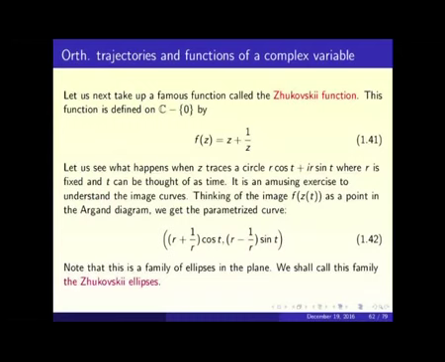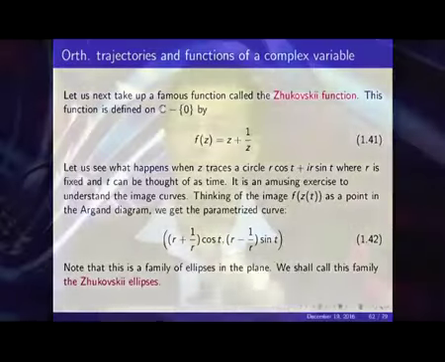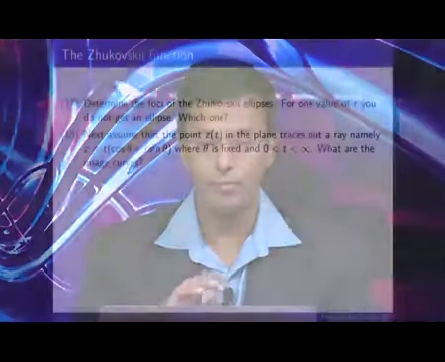So this function 1.41, f of z equal to z plus 1 upon z, is called the Zukowski function. The Zukowski function takes circles centered at the origin to ellipses. If z traces a circle centered at the origin, the image f of z traces an ellipse. But the foci of the ellipse are plus minus 2, 0. So these are called the Zukowski ellipses.